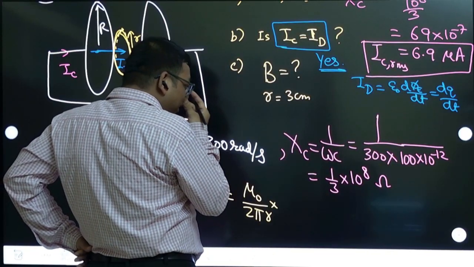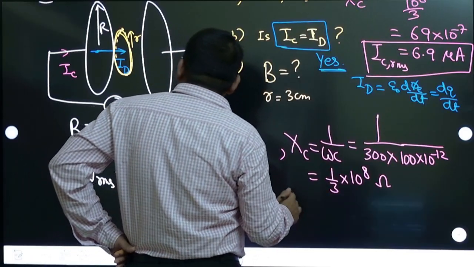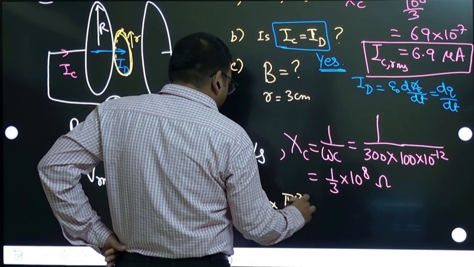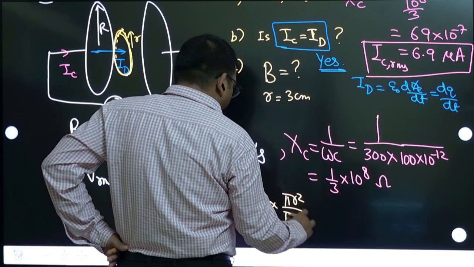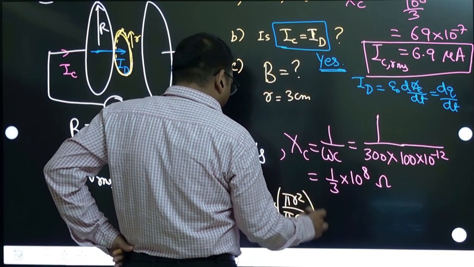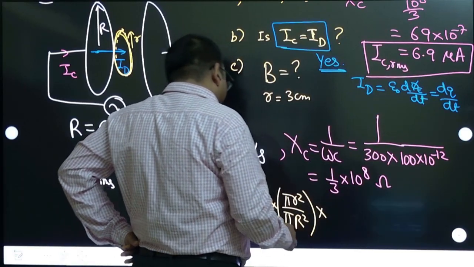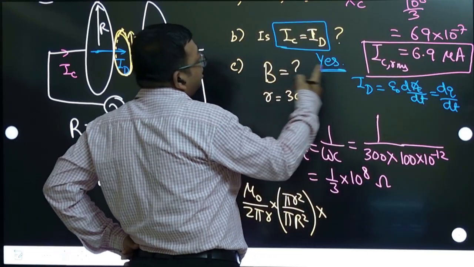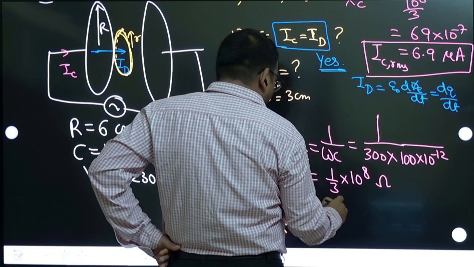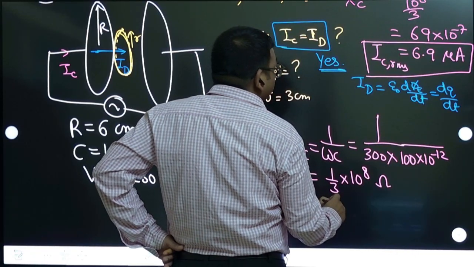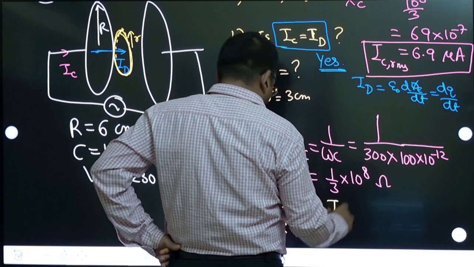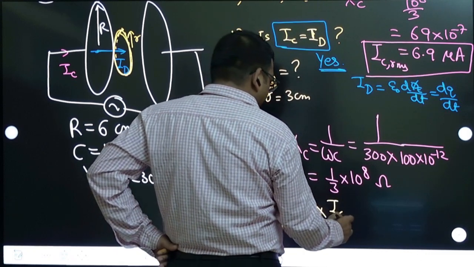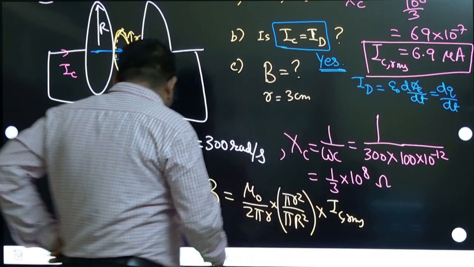Area factor. Shall we take area factor? Area factor means what? Pi small r square by pi capital R square. This area factor we will take, right? Into displacement current can be directly multiplied, which we have already calculated. Directly multiply that displacement current or IC. Okay, IC RMS we will substitute. Let us try to calculate.